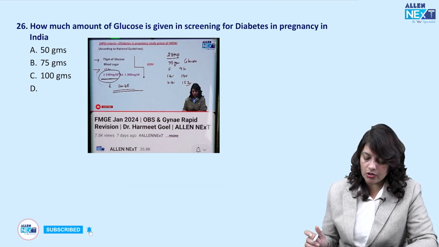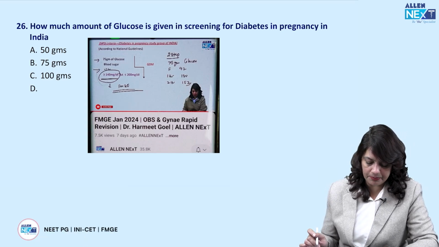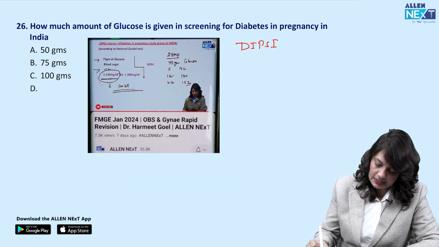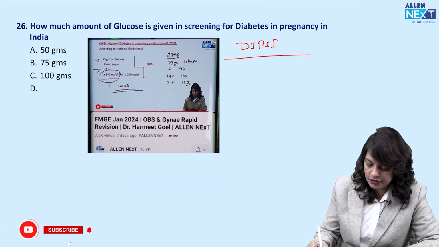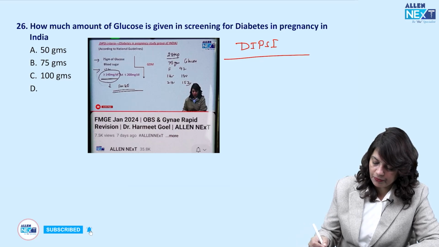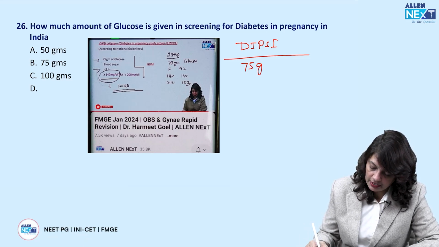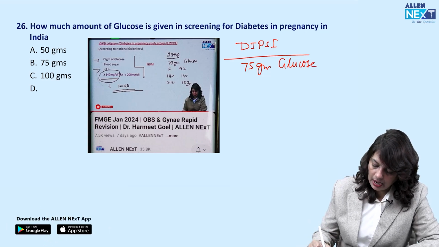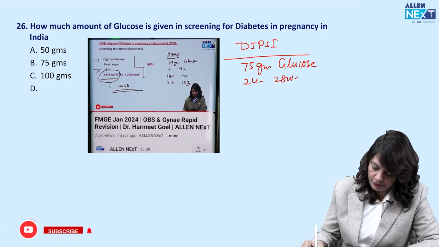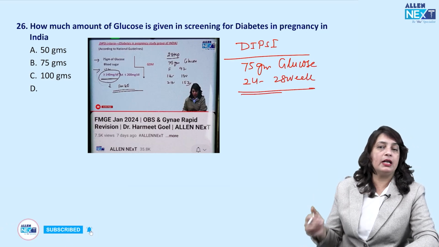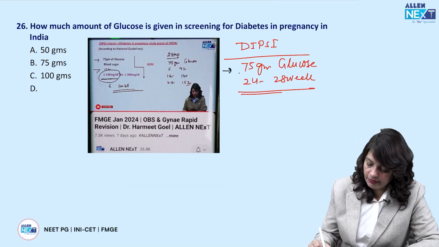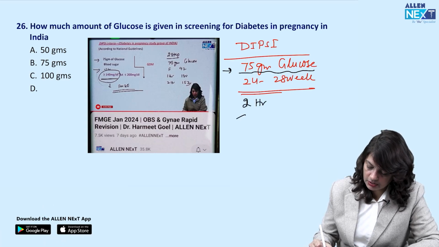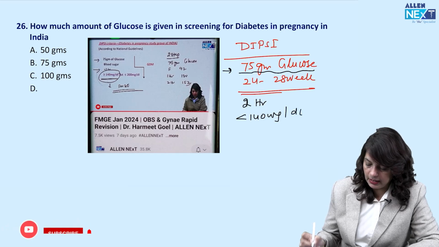Next, how much amount of glucose is given in screening for diabetes in pregnancy in India? So in India, the screening is done by DIPSI criteria, that is Diabetes in Pregnancy Study Group of India. In this case, you give 75 grams of glucose, and ideally it is done at the first visit and repeated between 24 to 28 weeks, because that is the time where the insulin resistance is at its peak. So 75 grams of glucose, and you take the blood sugar levels after 2 hours. Cutoff value is less than 140 milligram per deciliter.